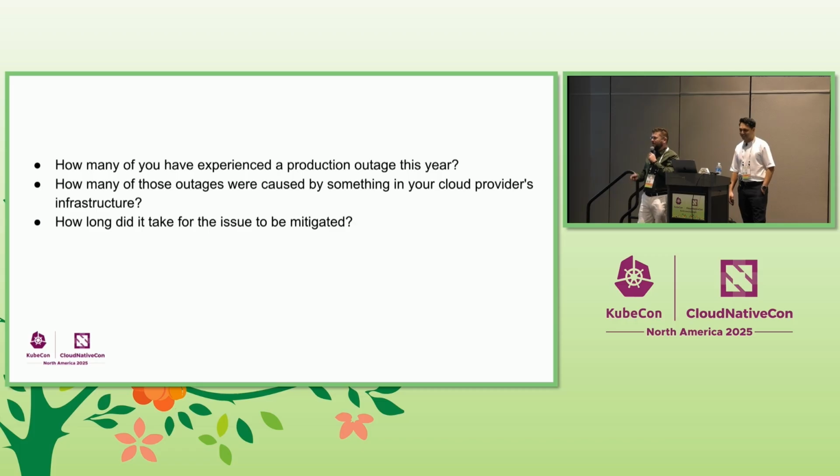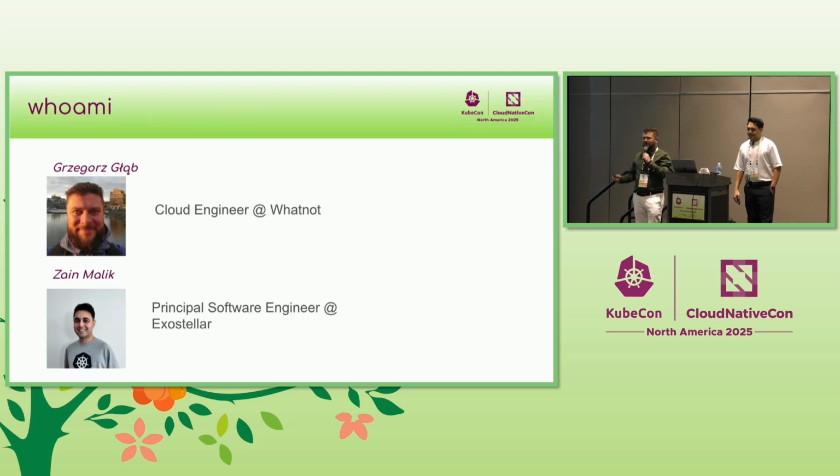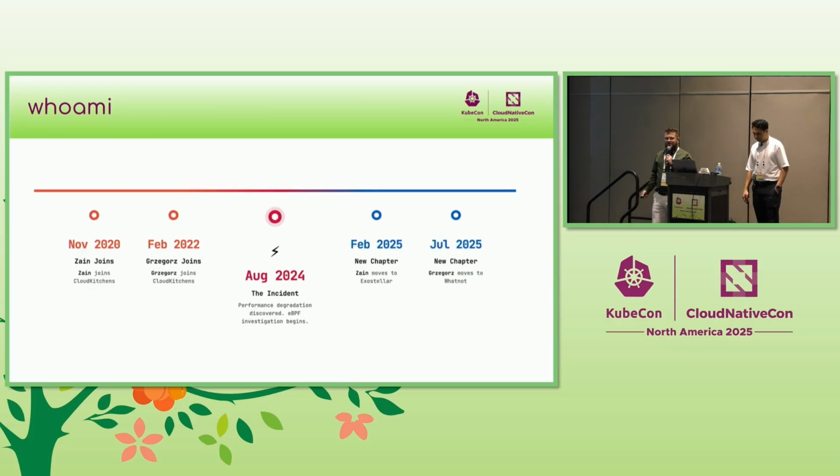We would like to walk you through how one incident hit us hard, and more importantly, how we deal with that. So, my name is Grzegorz Głąb. I am a cloud engineer, working mainly with cloud infrastructure and reliability. And I'm Zain Malik, working at Exostellar as a principal software engineer. But our story started at Cloud Kitchens, where we both were part of the core infrastructure team.